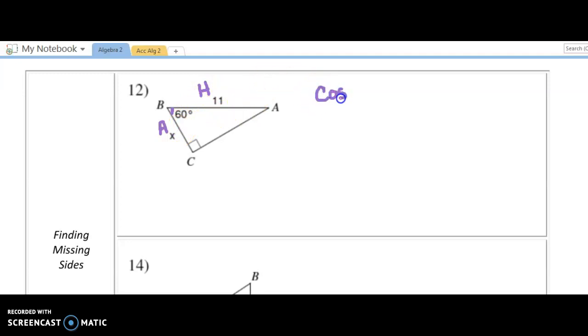So cosine of our angle, which in this problem we know is 60 degrees, equals adjacent over hypotenuse. So that is going to be x over 11. So how are we going to solve this? Well, first of all, I want to get x by itself. So how do we undo dividing by 11? Well, we would multiply by 11. So then this would cancel out.